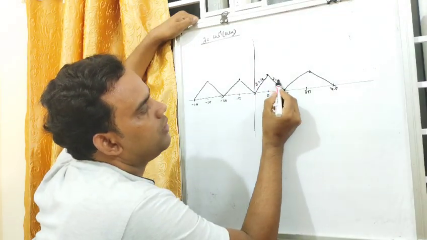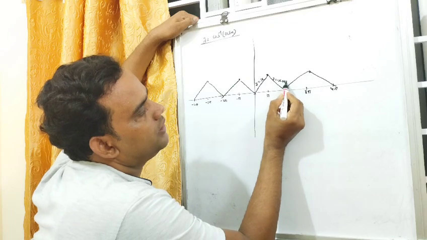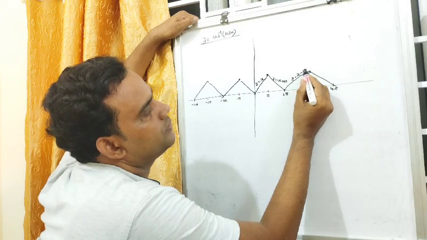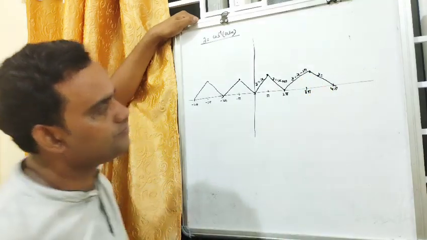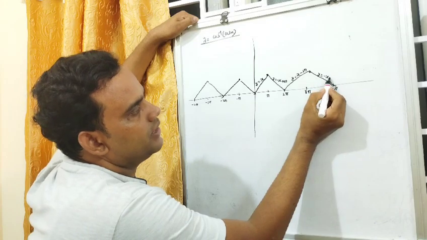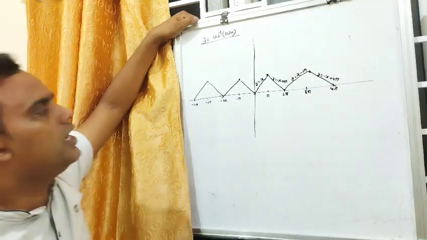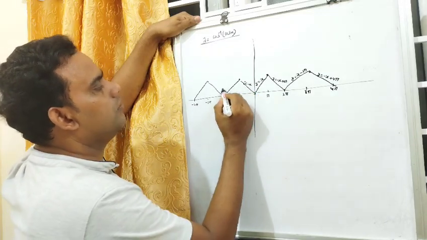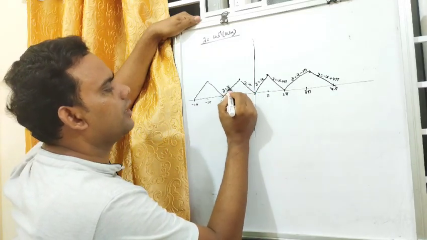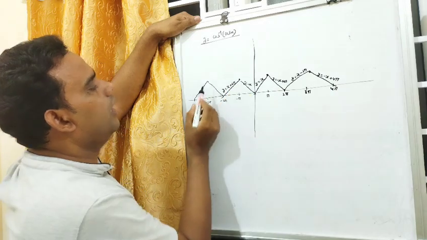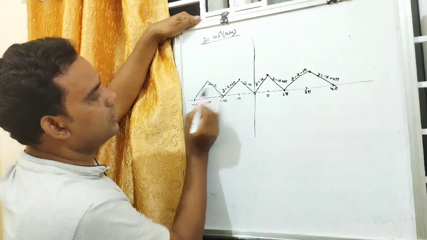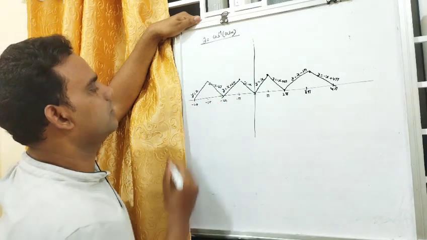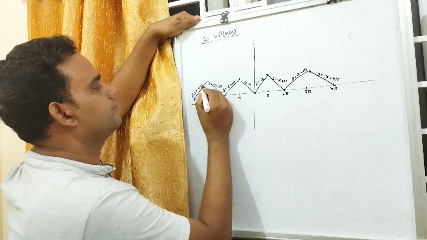This is y equals minus x plus 2 pi and this is y equals x minus 2 pi, and y equals this is minus x plus 4 pi हो गया. Similarly here y equals minus x, here y equals x plus 2 pi, यहाँ y equals minus x minus 2 pi and here y equals x plus 4 pi.